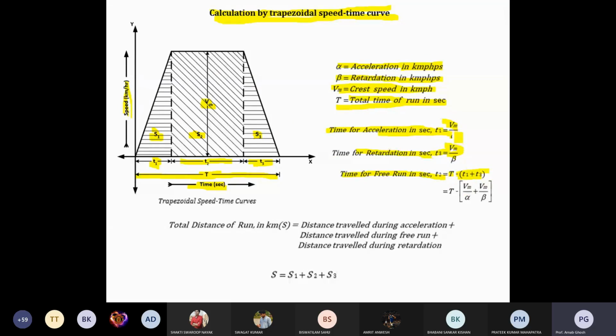Okay, so finally you can replace the value of T1 and T3. It is coming T minus Vm by alpha plus Vm by beta. Okay, that is your final relation. So it is your trapezoidal speed time curve.